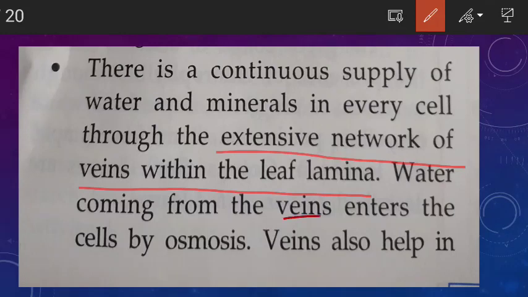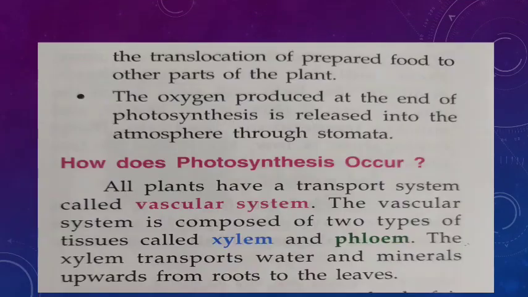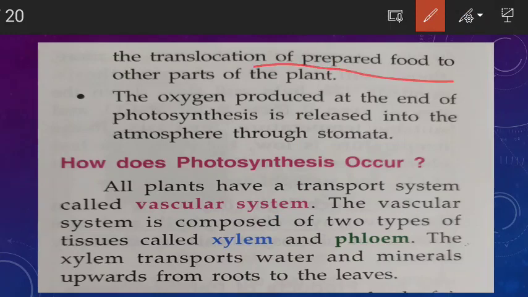Water coming from the veins enters the cell by which process? By the process of osmosis. Veins also help in the translocation of prepared food to other parts of the plant. The oxygen produced at the end of photosynthesis is released into the atmosphere through the stomata. So because of these reasons we can say that leaves are well adapted for all this.